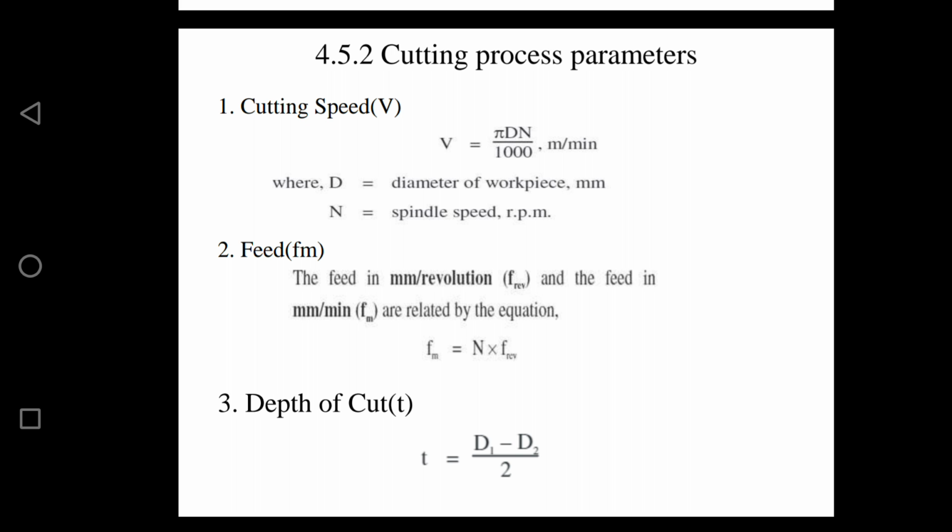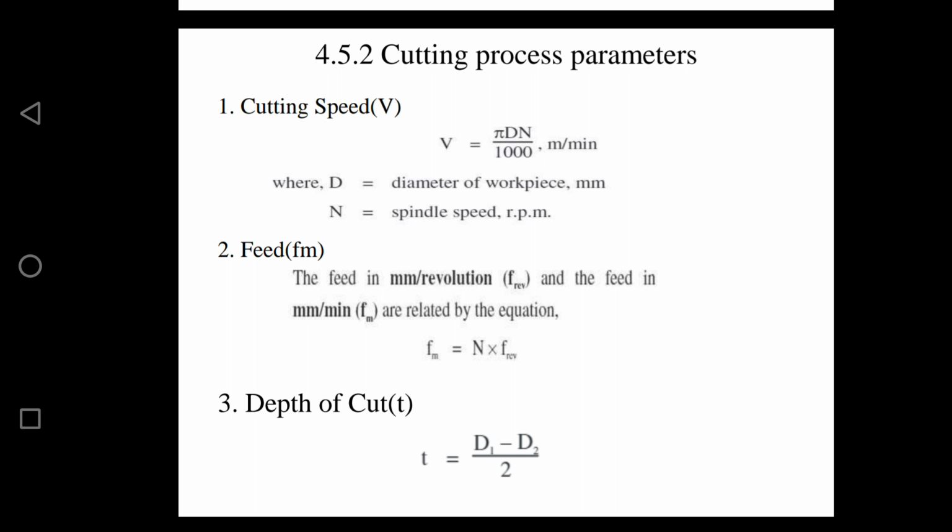Let's say that I have a cutting speed of 10 mm per minute. What it means is I have a tool and a workpiece, and I am removing 10 mm of the material from the workpiece in a minute. This is about the cutting speed.